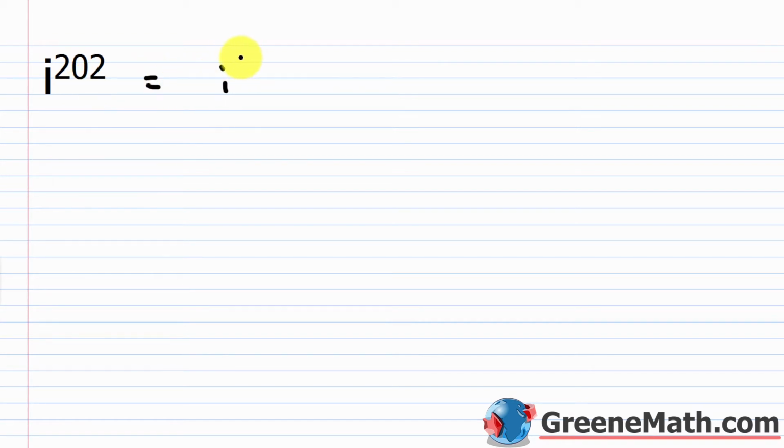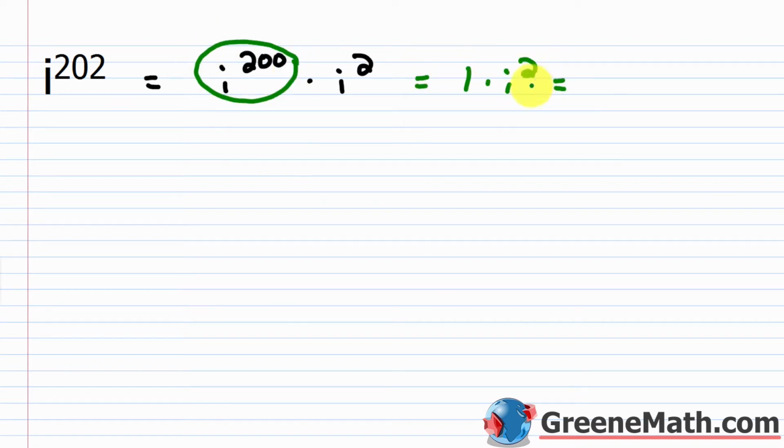It's i to the power of 200 times i squared. Okay, we know that this guy is going to be a 1, right? So we'll say 1 times i squared. And we know that i squared, by definition, is negative 1.